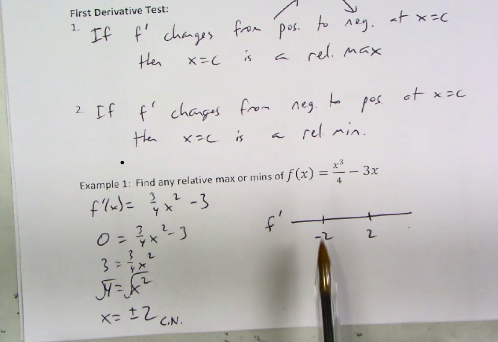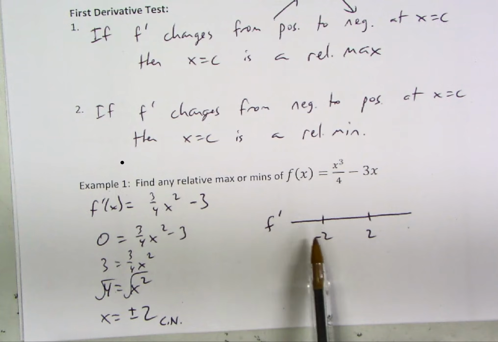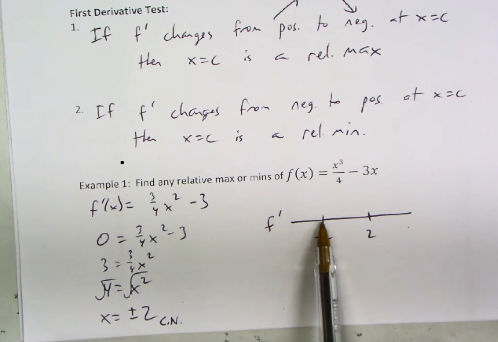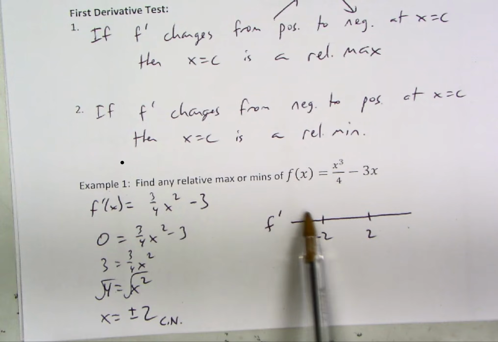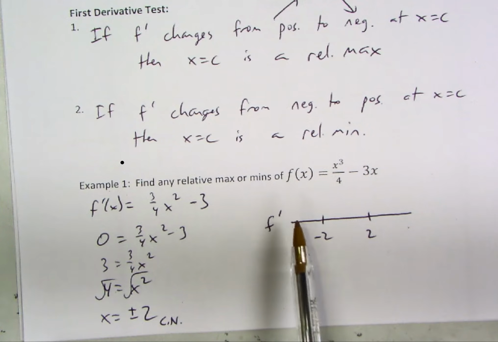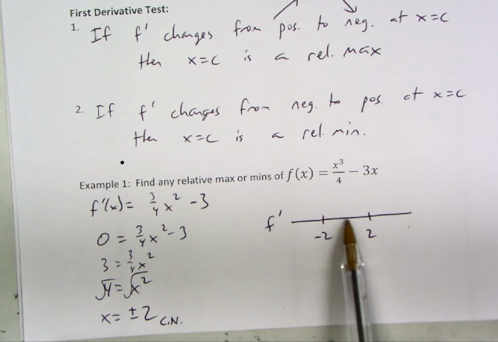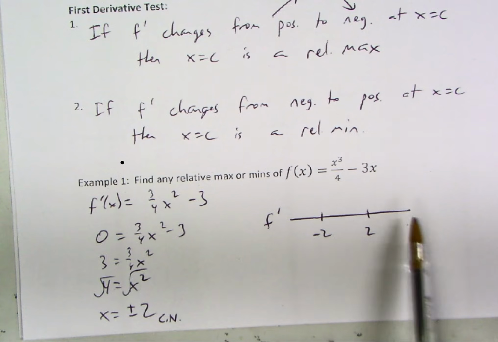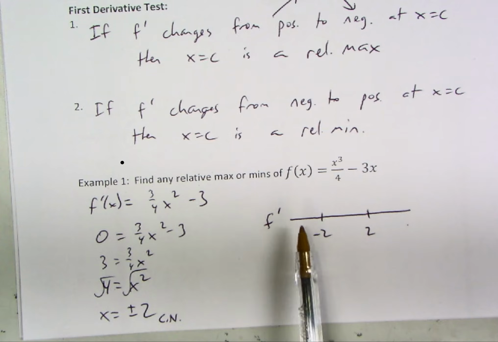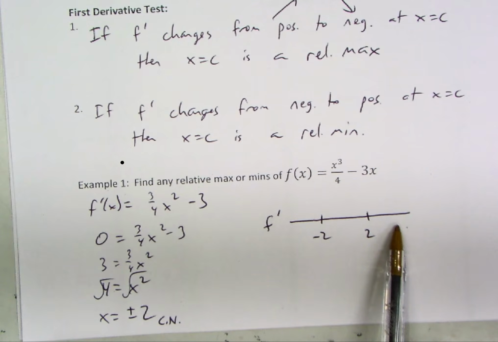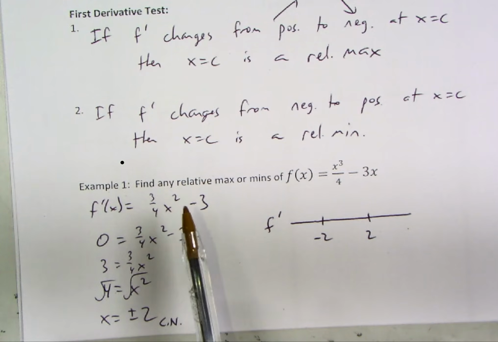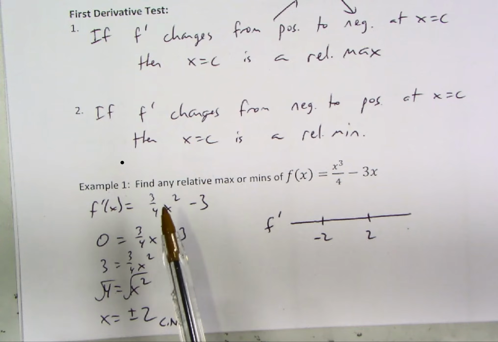And what that means is any x value, any number we would plug in less than -2, f prime will always be the same sign, whether positive or negative. Between -2 and 2, f prime will always be the same, whether positive or negative. And on the other side of 2, same thing. So we're actually going to take numbers within each interval, plug them into f prime, and see if we get a positive or negative output. Here's what I mean by that.